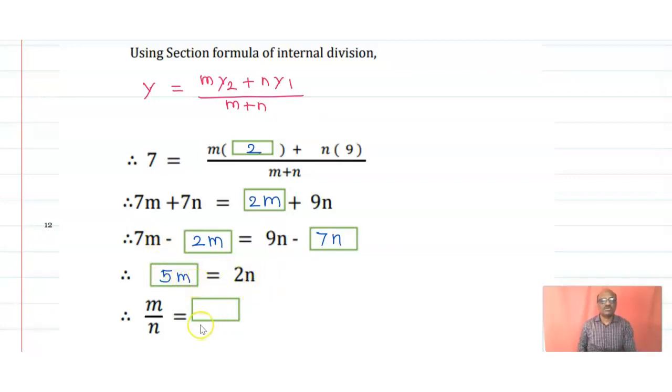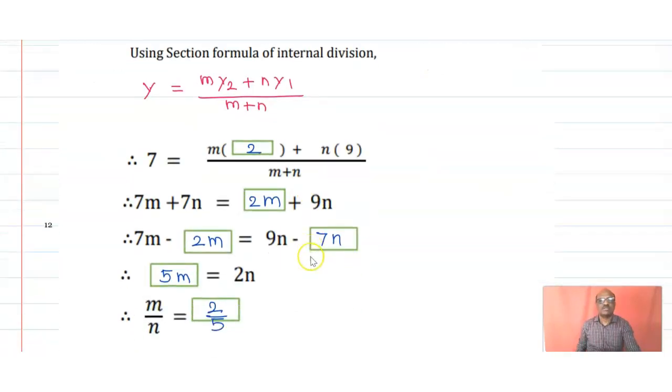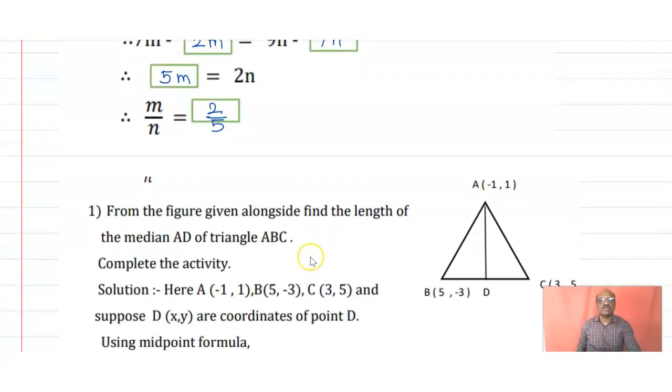5m is equal to 2n. m upon n is equal to 2 upon 5. Easy activity. Okay, you can see this here. Now the next question.